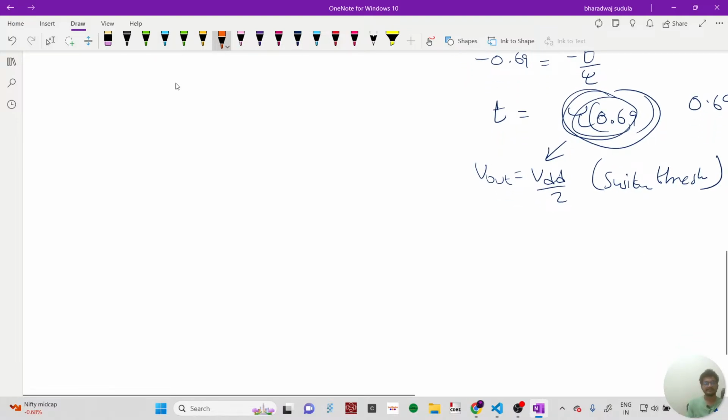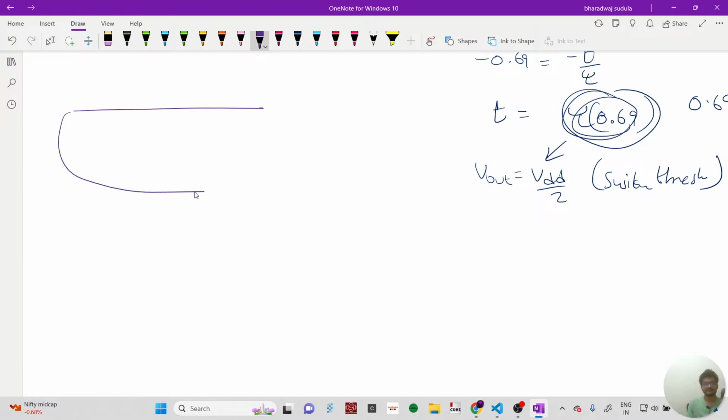So if I get into the transistors, you take any MOSFET, let's say, for N diffusion we'll use green.